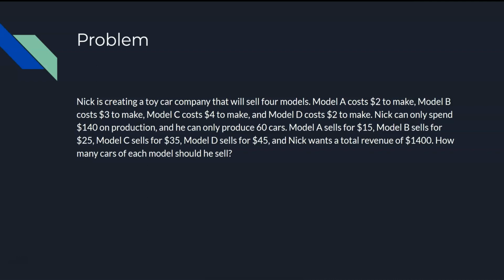Model A costs $2 to make, Model B costs $3 to make, Model C costs $4 to make, and Model D costs $2 to make. Nick can only spend $140 on production, and he can only produce 60 cars.